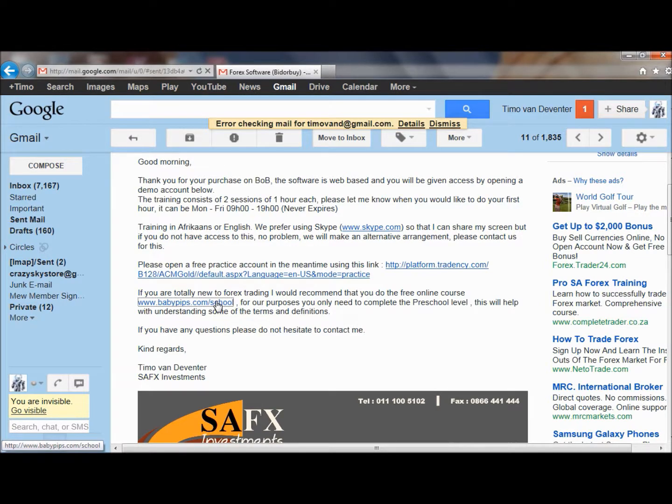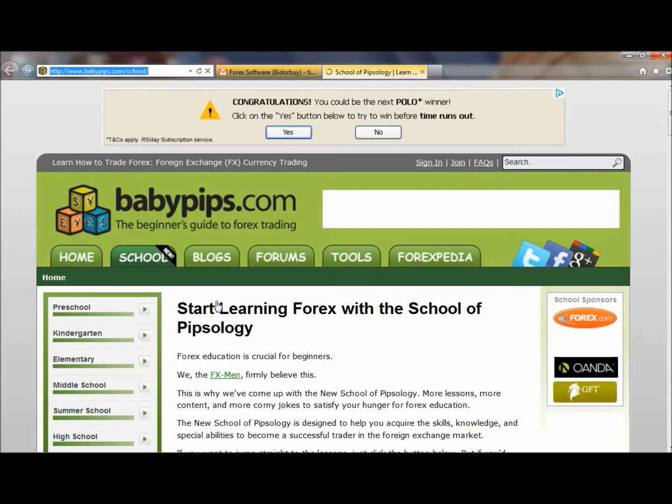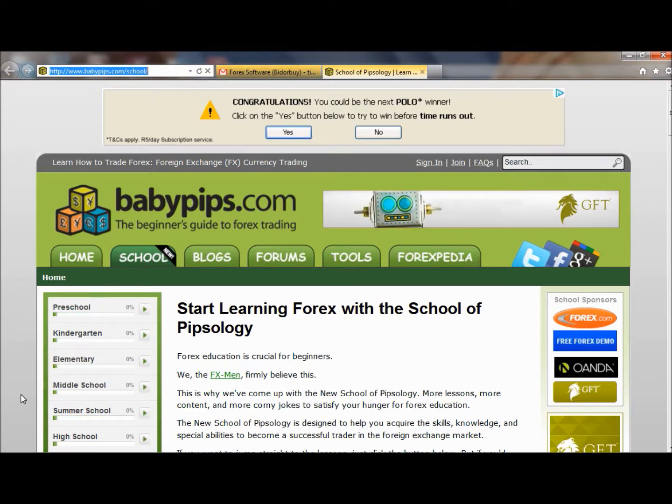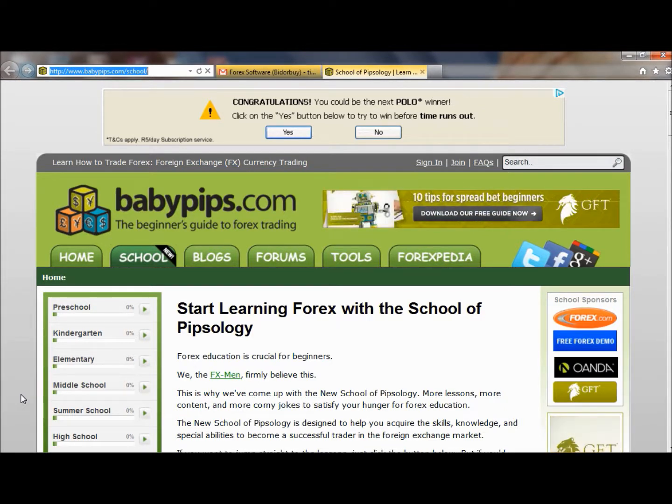I'm just going to click on here just to show you what it looks like. Let's just wait for it to open. It's Baby Pips, and it's the School of Pipsology, they call it. Once it's loaded, you'll see you have a block on the left hand side with different levels. Please start at the preschool level and at least just finish the preschool level. Thereafter you can do the software training, but I would recommend to finish the whole course in due time, as it is a very, very good and complete course.